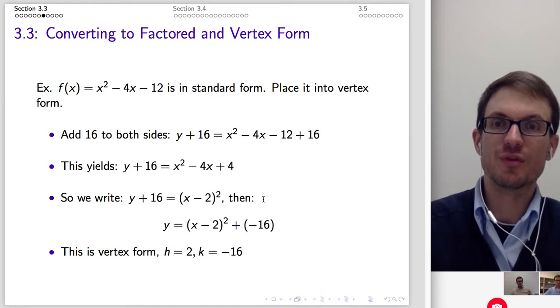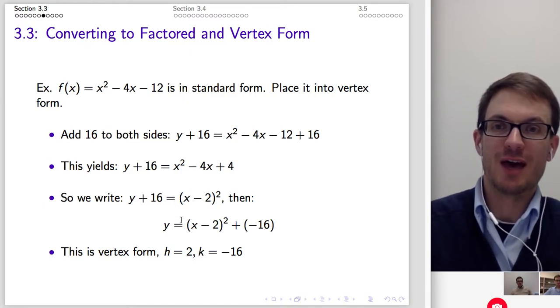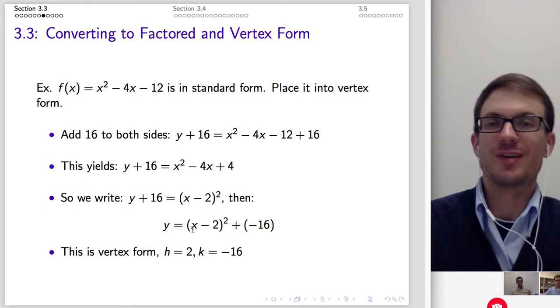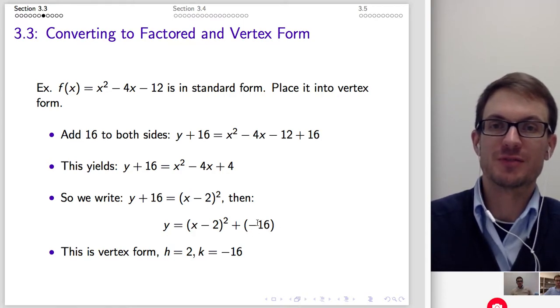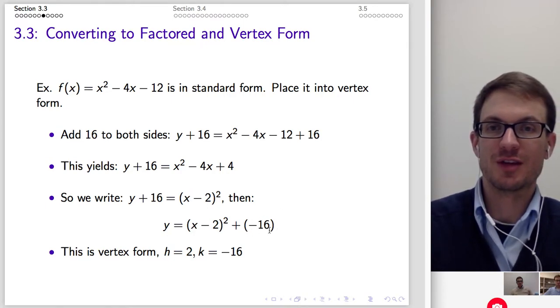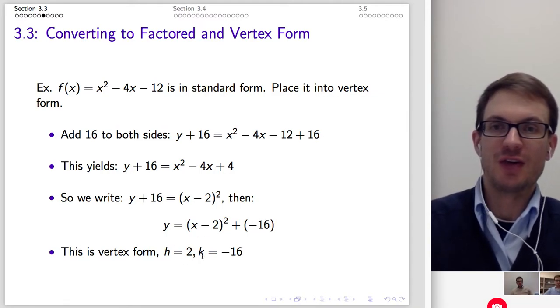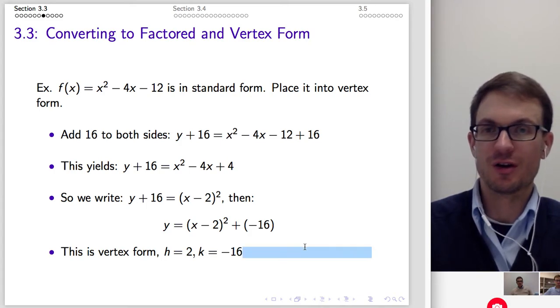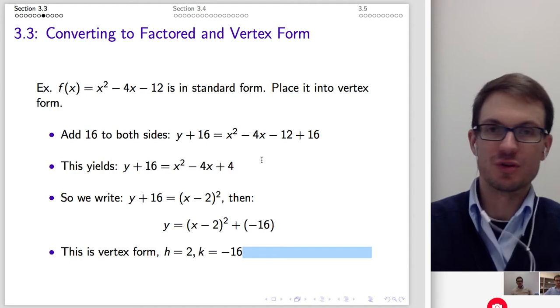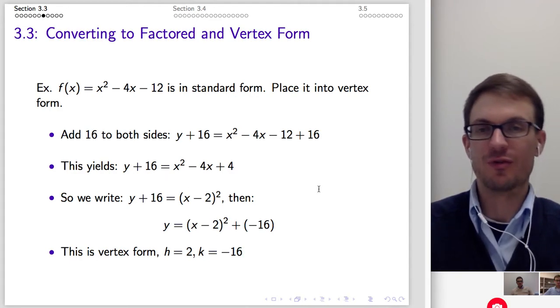All right, so we move this to the other side. We actually have y is equal to the quantity x minus 2 squared plus negative 16. Why did I do this? Well, just to preserve the vertex form from before. We see h is equal to 2, and then k is equal to minus 16. All right, so hopefully that's what you've got. Basically, we're just being clever to be able to make this thing a perfect square trinomial so that we can write it in this form.